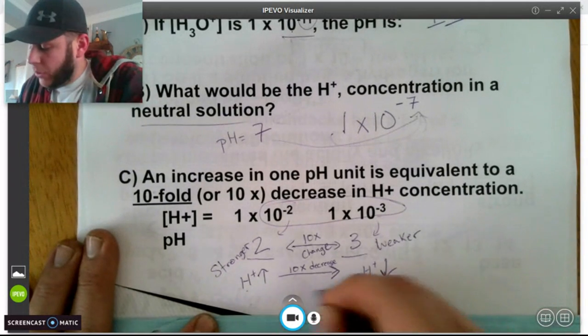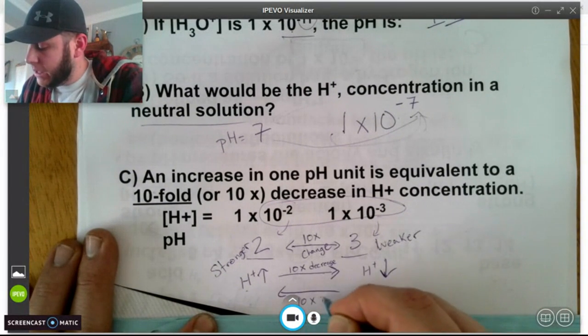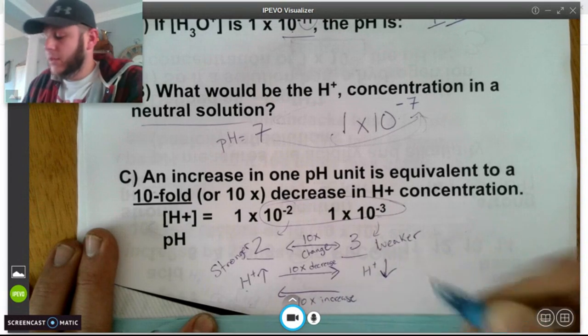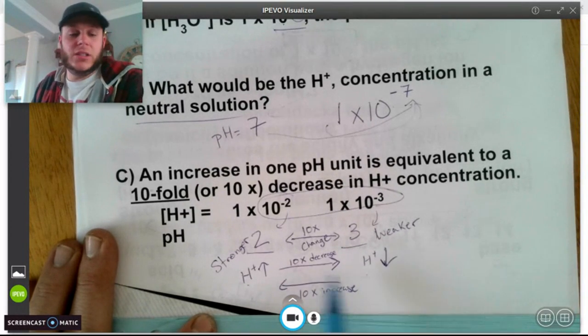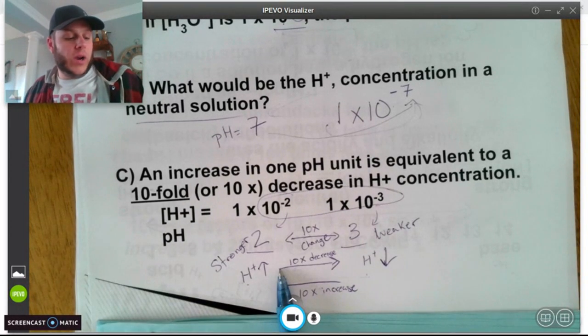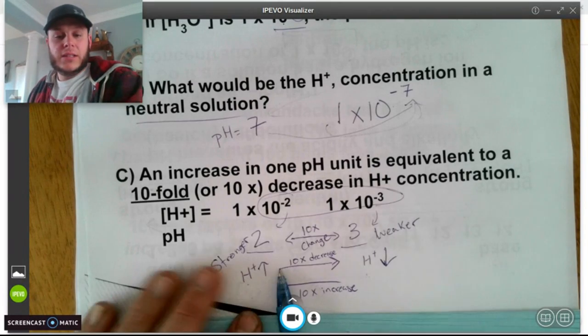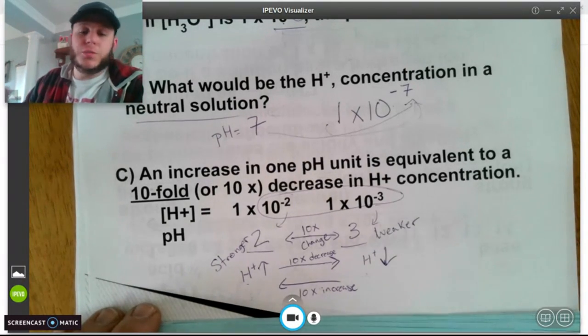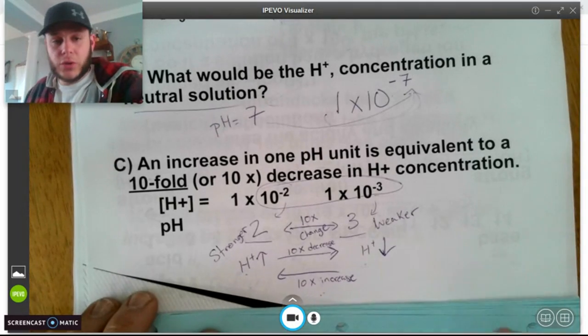And on the flip side, if I went from 3 to 2, it would be a 10 times increase. Why? Because I'm going from a weaker acid to a stronger acid. And when I have a stronger acid, I have more H plus. More H plus is an increase.